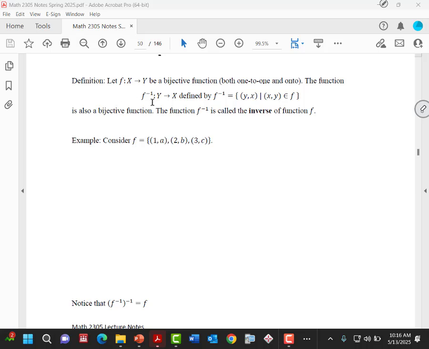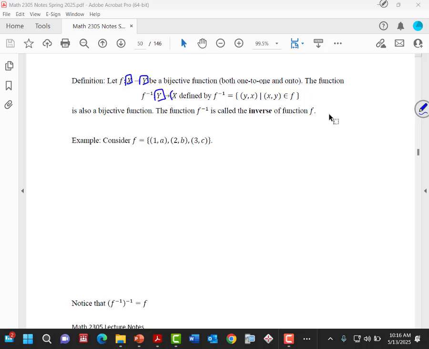Let f map x to y be a bijective function that is 1 to 1 and onto. For this function f, its domain is x and its codomain is y, and it is both 1 to 1 and onto. The function f superscript negative 1, read f inverse, is the function mapping y to x.